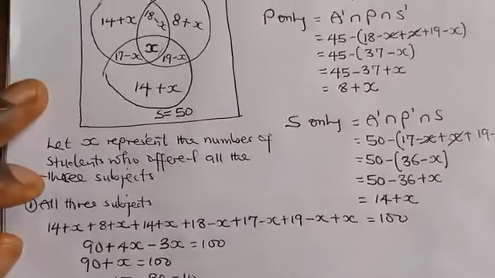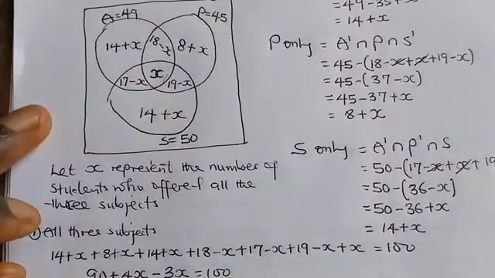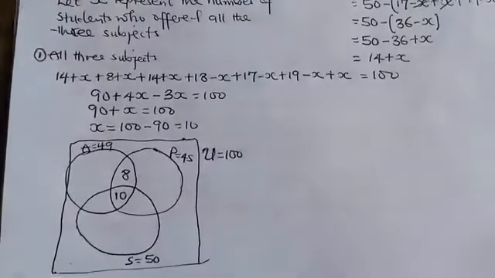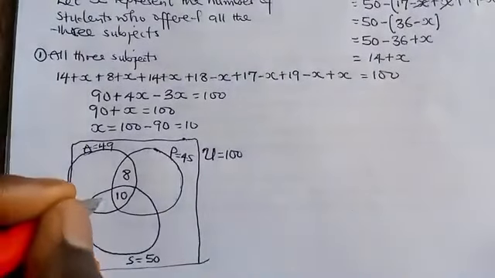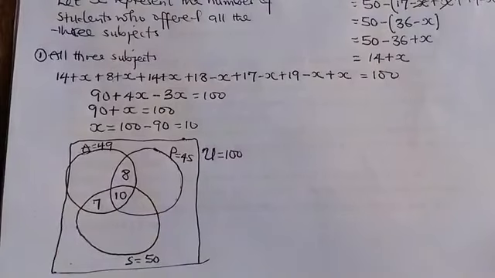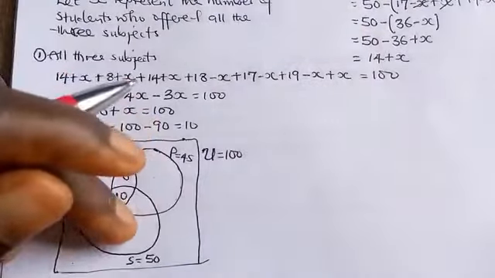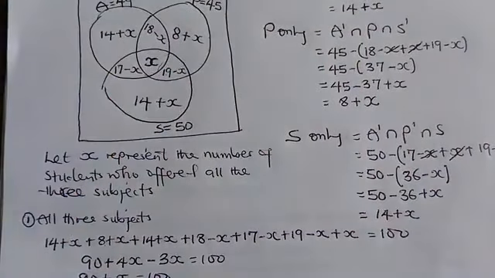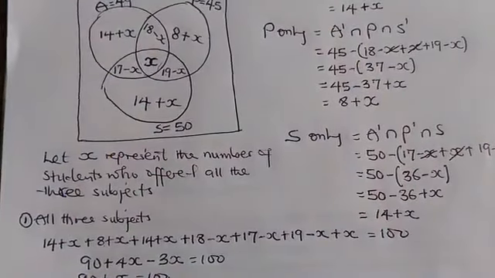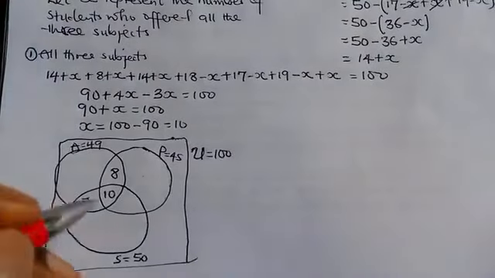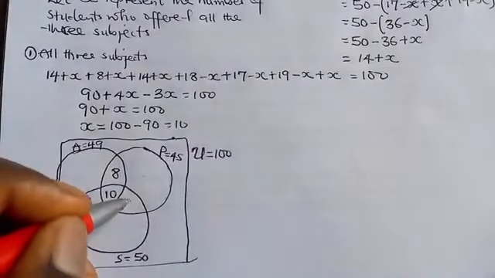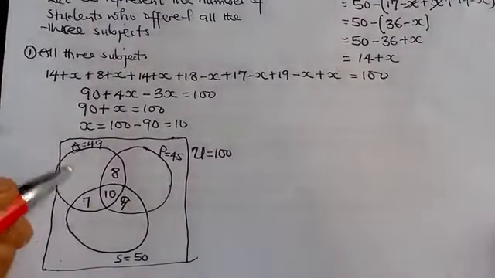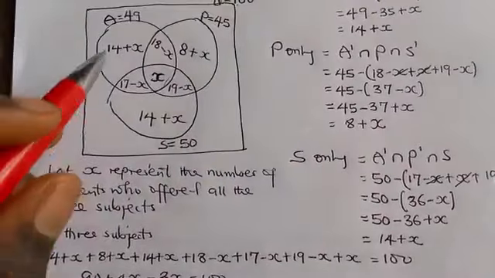The next one we have is algebra and statistics. Algebra and statistics is 17 minus x. That's going to be 17 minus 10. 17 minus 10 is 7. Next is physics and statistics. And physics and statistics here we have 19 minus x, and 19 minus x is 19 minus 10, which is equal to 9. Right? For algebra only here we have 14 plus x.